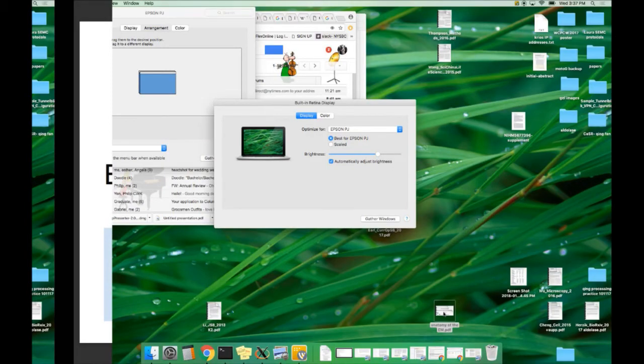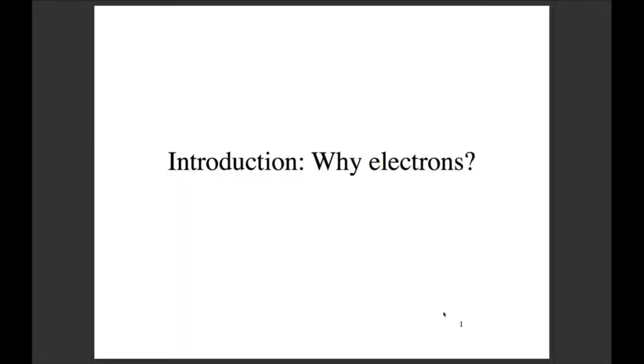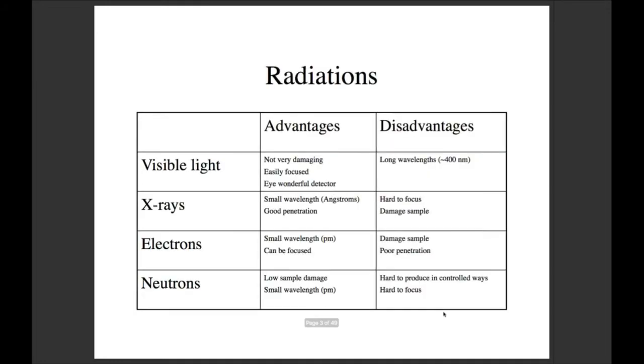All right. So the first section that he starts with is electrons. Why do we use electrons as our source of radiation as opposed to X-rays or photons for light microscopy? It's actually pretty simple for us. They have a very, very small wavelength. So over here, he parses out all the pros and the cons of visible light, so photons, X-rays, electrons, and neutrons.